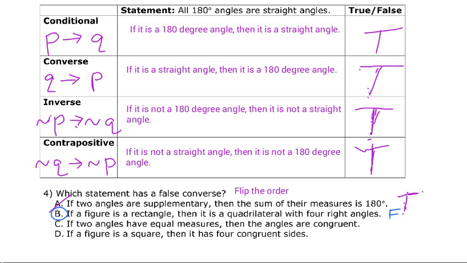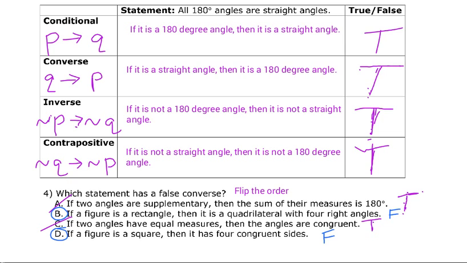And then for letter D, if it has 4 congruent sides, then the figure is a square, and that's not always going to be the case because it could be a rhombus instead of a square. So those are the two, B and D, that have the converse that are false.